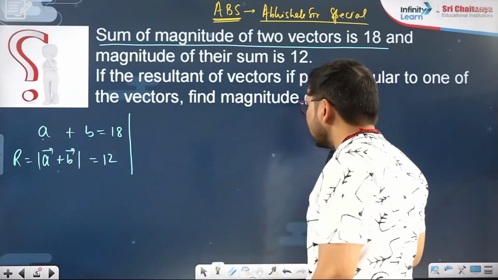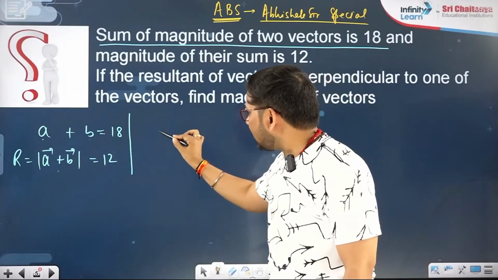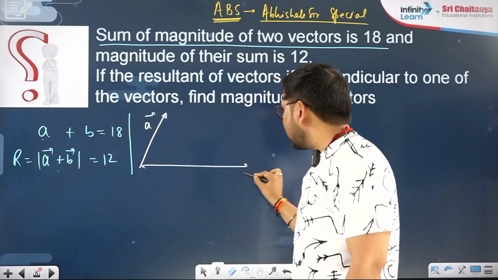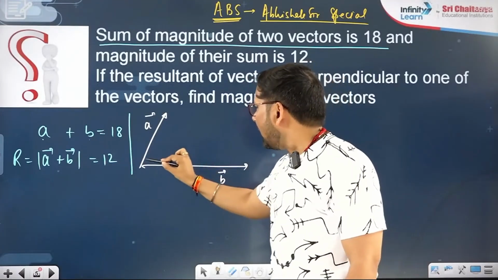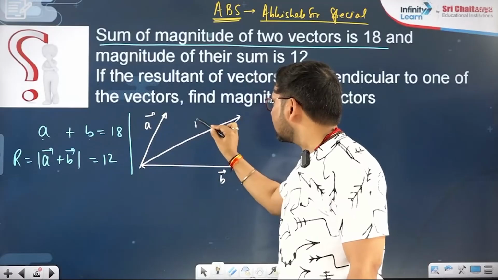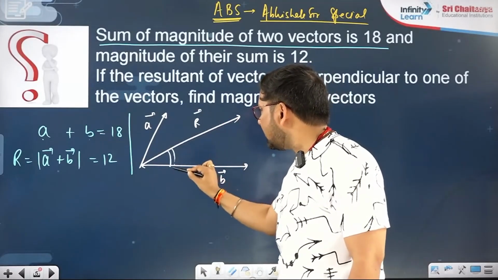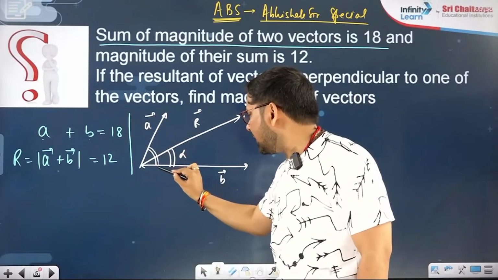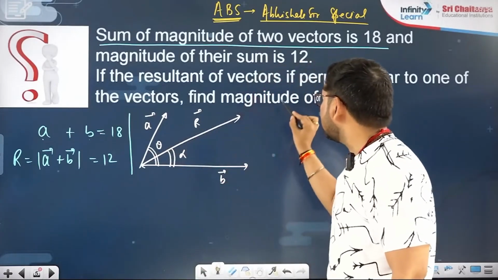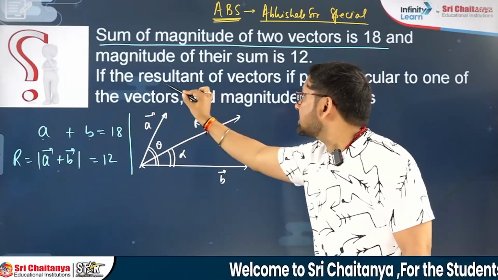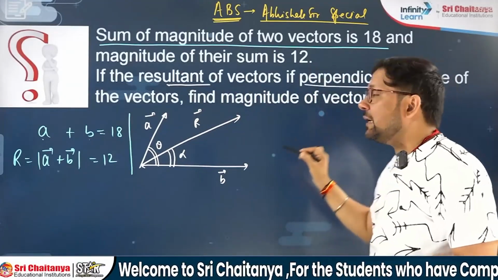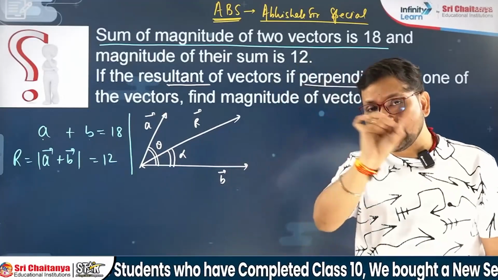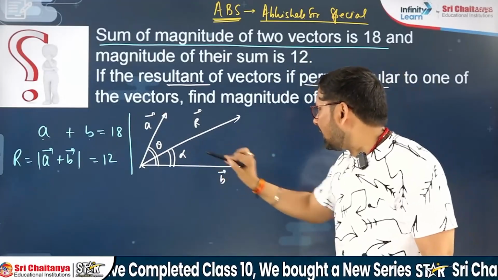Now see what is resultant of vector. This was your vector A on the first slide we have discussed, and that was our vector B. And this was the resultant R. What is angle of resultant? Alpha. Focus on angle of resultant, don't focus on angle between A and B, because in this question the resultant is perpendicular. Angle is not given for A and B. Angle is given for R. Resultant is perpendicular.